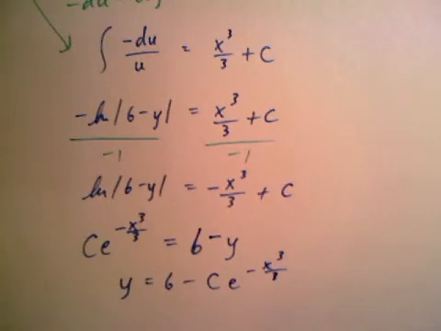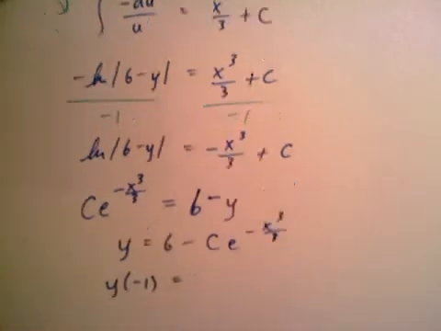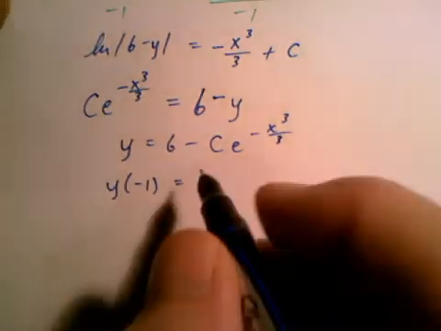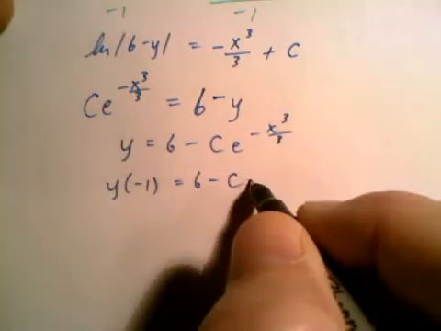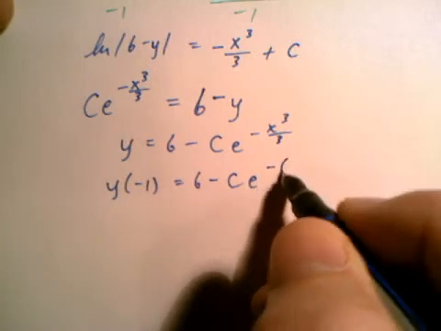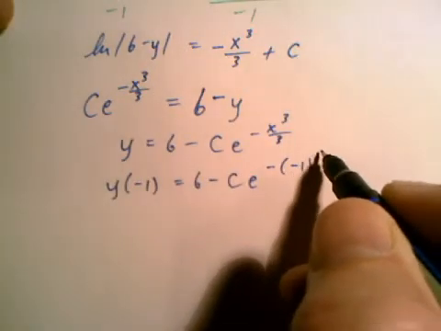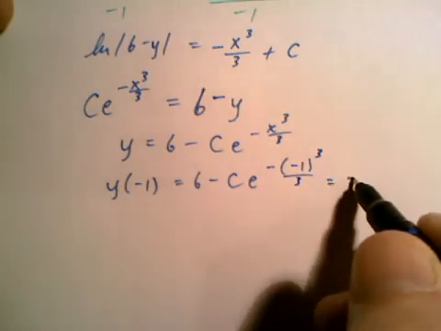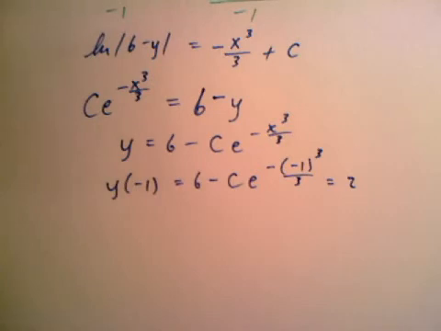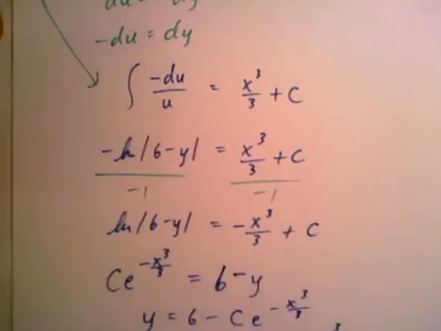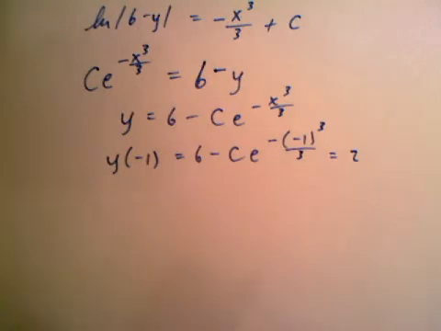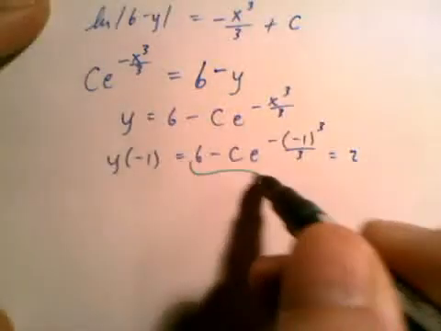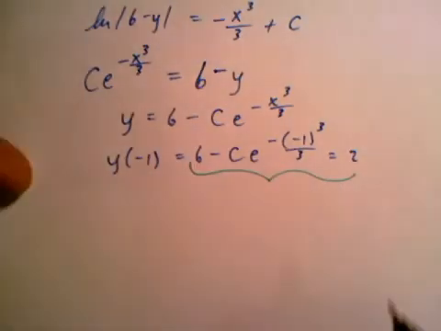Remember, our initial condition is that f of -1 is 2. So y at -1 is equal to, I need to slide this baby up, y of -1 is 6 minus c times e to the -1 cubed over 3. And that has a value of 2. Okay, make sure. Going off memory. Yeah. So that equals 2. And so we're going to take this part of the equation. It's kind of bad to put an equals there and equals there.